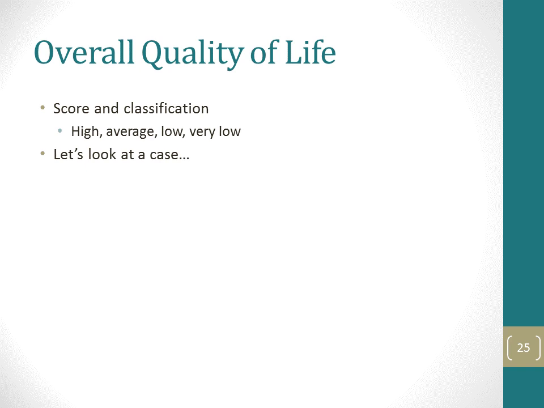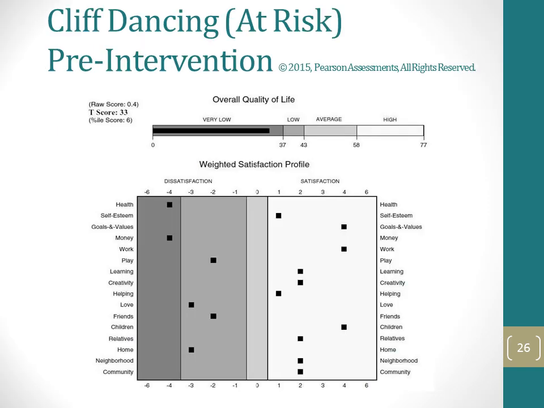Let me show you with a case, and I'll mention too that there's some general areas here of classification that clients will get in terms of scoring. Let's see how it looks though with an actual case. Now, Cliff Dancing is a case I'm going to tell you about, and it's somebody whose overall quality of life or well-being is in the very low range, which puts them at risk for problems in the trinity of happiness benefits.